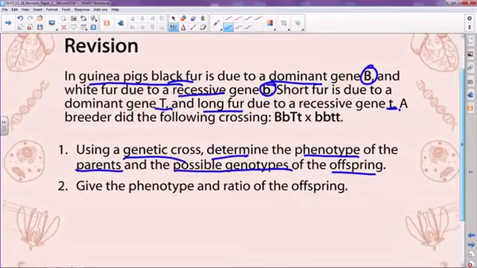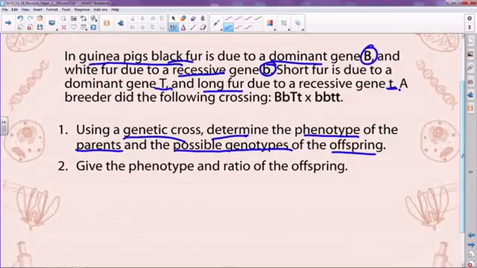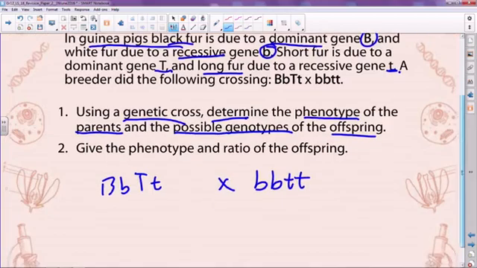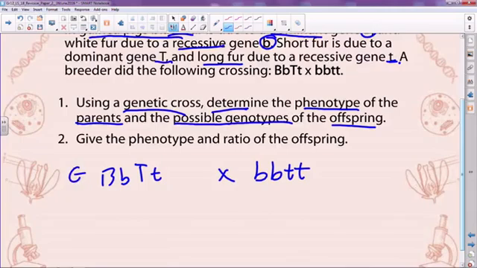So let's have a look at this. These are quite simple. Remember, black fur is dominant. So we have big B, big T, small t, and we have them crossed with small b, small t. We know for a fact then that this is its genotype. I'm going to initial now, so make sure you concentrate. And this is its phenotype.